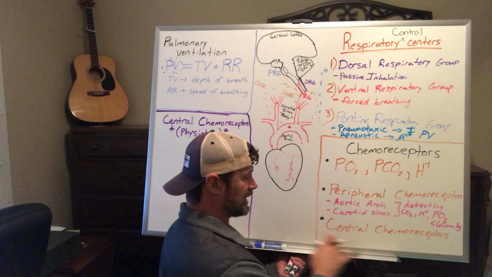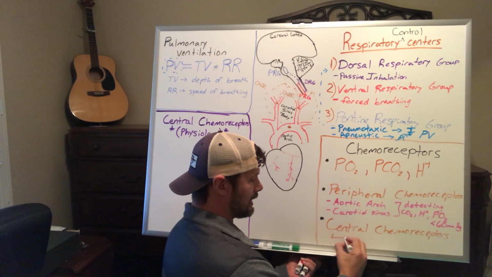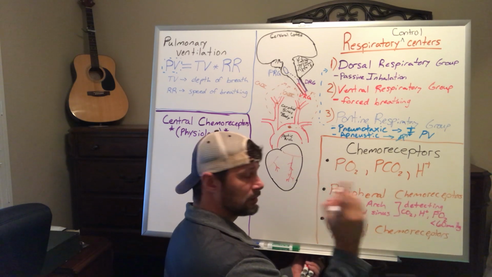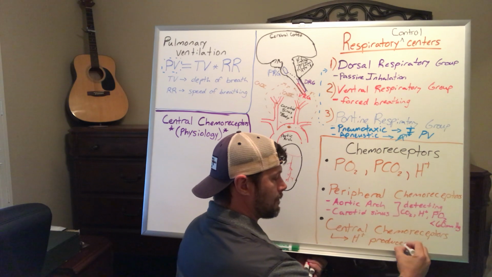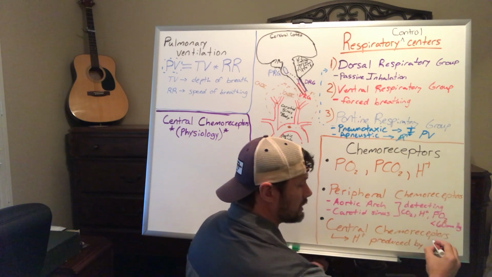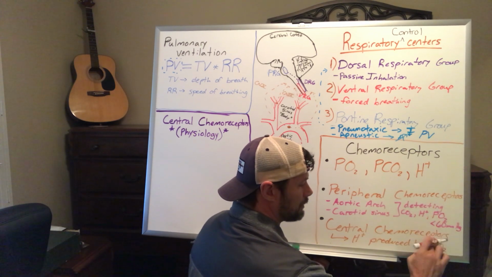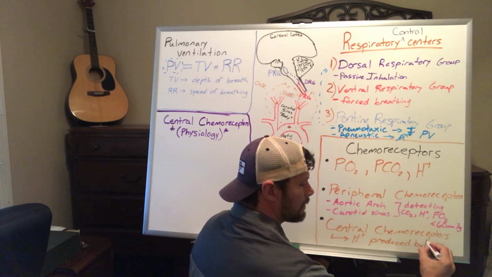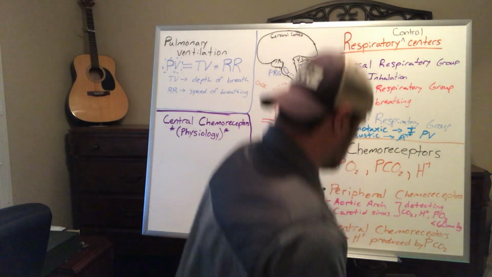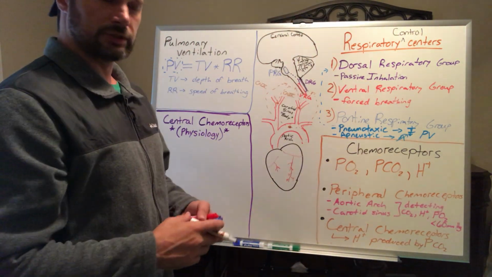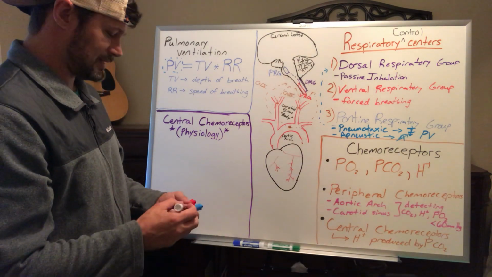And central chemoreceptors detect one thing really. They detect hydrogens made by or produced by the concentration of carbon dioxide, or the partial pressure. Let's go ahead and put that. Okay? Produced by carbon dioxide. Central chemoreceptors are constantly monitoring carbon dioxide because your body really, really, really cares about carbon dioxide.